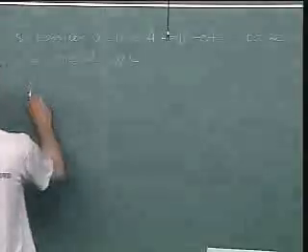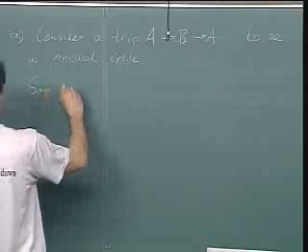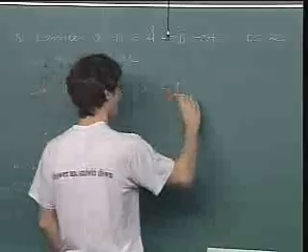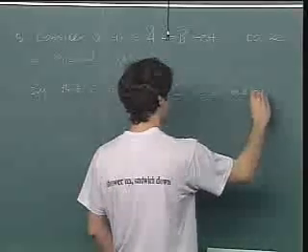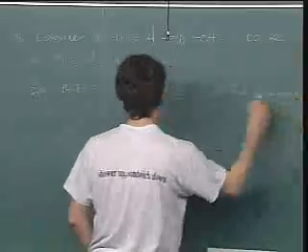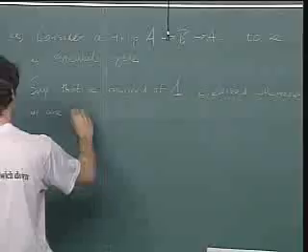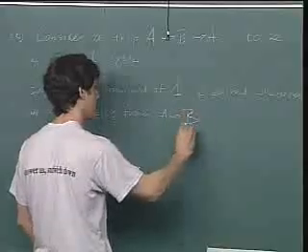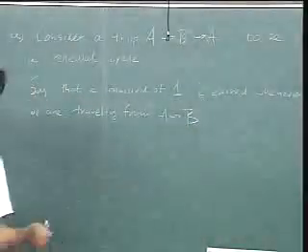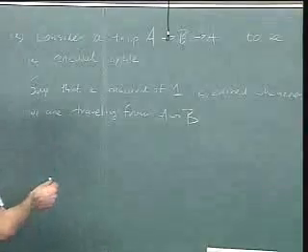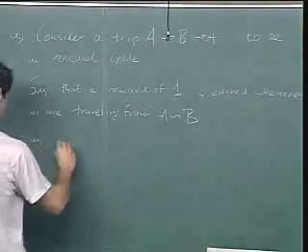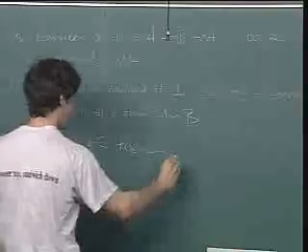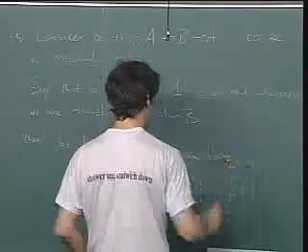And now say that a reward of 1 is earned whenever we are traveling from A to B. Then we know that the long-run proportion of time, by the renewal reward theorem, we have the following.